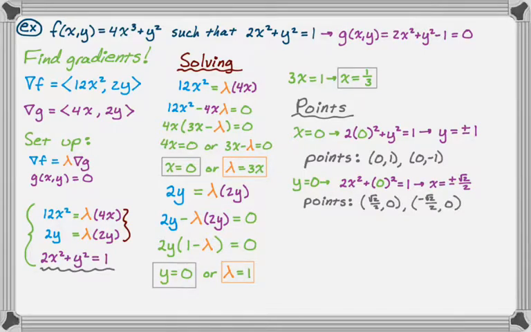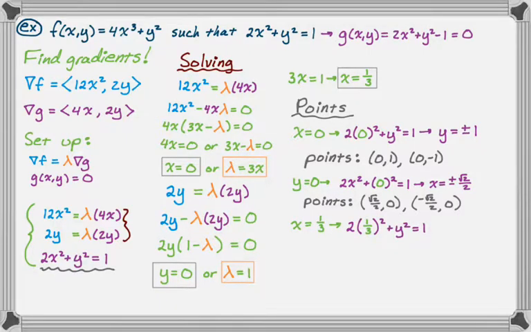So we get two more ordered pairs. So we're going to have to check all these. There's going to be a lot of checking. And then finally, we have x could equal 1/3. If x is 1/3, we would have 2 times 1/3 squared plus y squared equals 1.